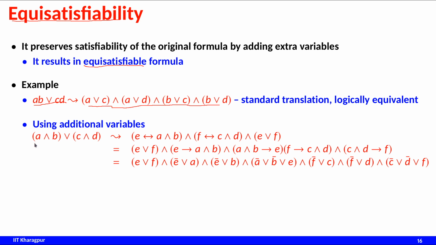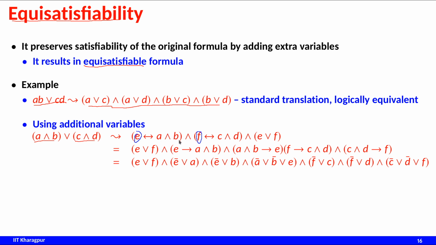For every term we introduce a new variable. So here we introduce a new variable E, we introduce another variable F, and we express this in this way. So this is the bi-implication, so it's effectively the external operation. In a simple sense, we can say E is equivalent to A and B, F is equivalent to C and D, and we want E or F. That will be the complete translation.